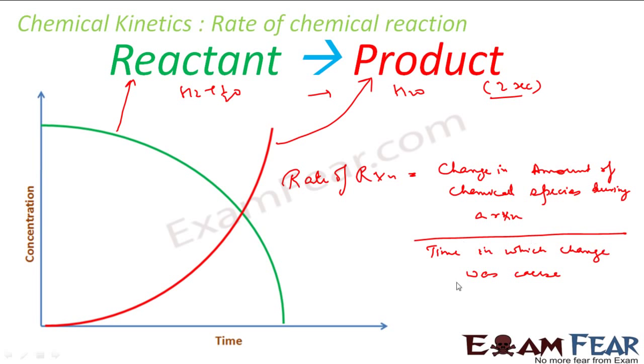So that is the time you will divide, and this is the change in amount of chemical species during a reaction. For example, you talk about the decrease in the concentration of hydrogen, or decrease in the concentration of oxygen, or increase in the concentration of water.